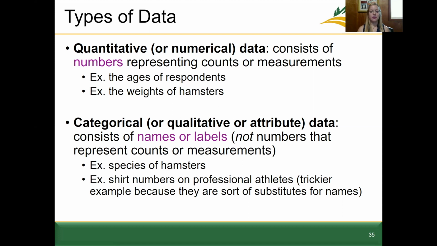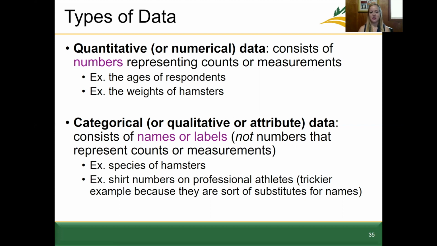Alternatively, we have categorical or qualitative or attribute data. Usually I won't use attribute, but categorical or qualitative, I think you'll see more. That consists of names or labels, not numbers that represent counts or measurements. Categorical data could be the species of hamster, which isn't telling us anything about a number. Also shirt numbers on professional athletes. If their number is 34, that doesn't mean they're the 34th drafted or the 34th best on offense, right? It's just a random number that athlete is assigned. So that's actually an example of categorical data.